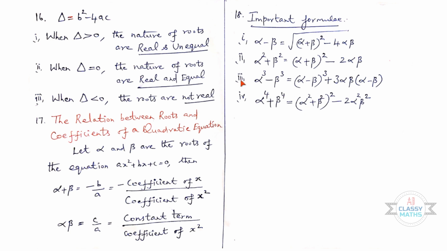Third one, alpha cube minus beta cube is equal to alpha minus beta the whole cube plus 3 alpha beta into alpha minus beta.